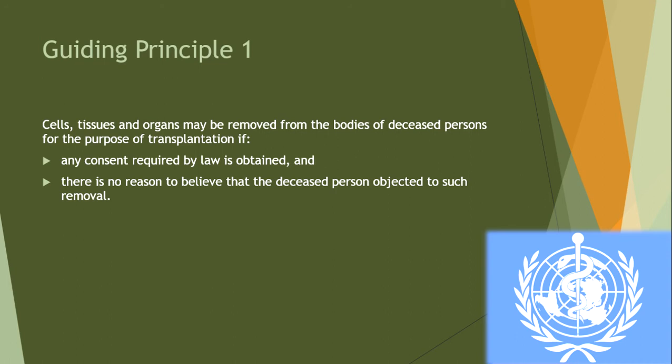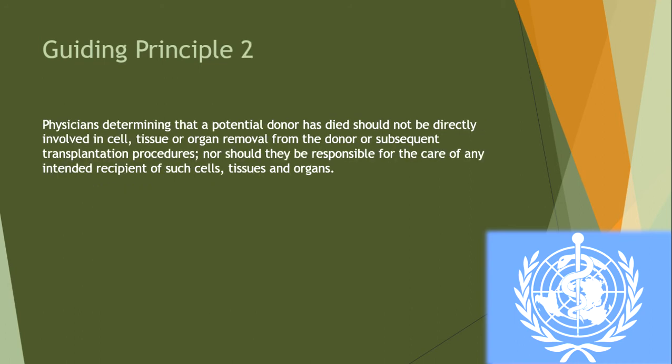So, first principle: cells, tissues and organs may be removed from the bodies of deceased persons for the purpose of transplantation if any consent required by law is obtained, and there is no reason to believe that the deceased person objected to such removal. Physicians who determine that a potential donor has died should not be directly involved in cell, tissue or organ removal from the donor or subsequent transplantation procedures, nor should they be responsible for the care of any intended recipients of such cells, tissues and organs.